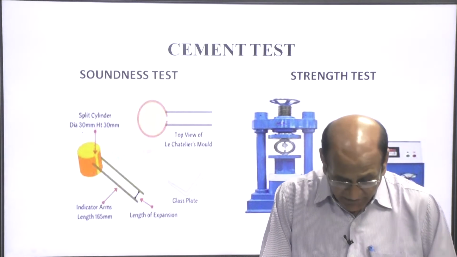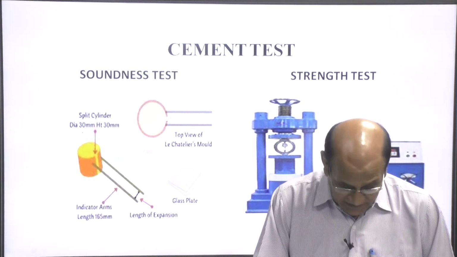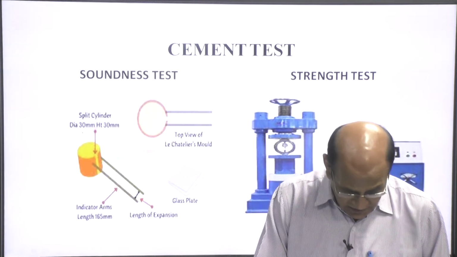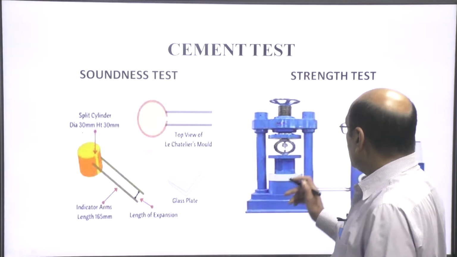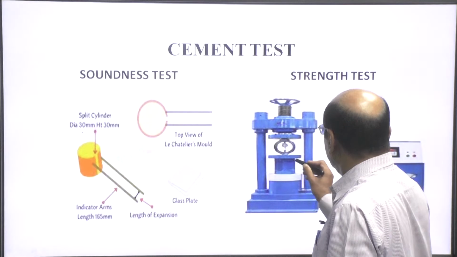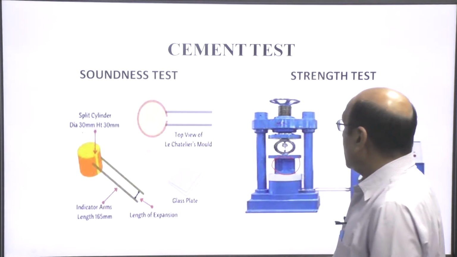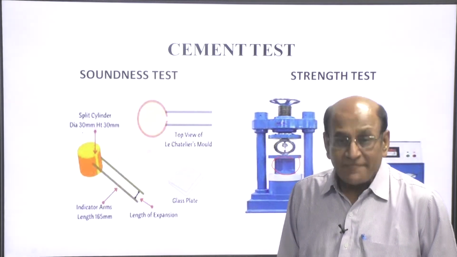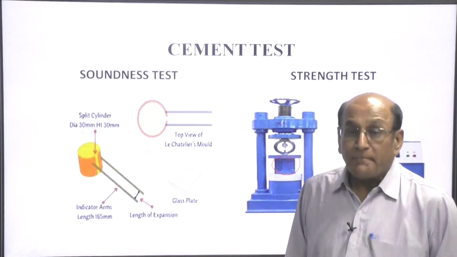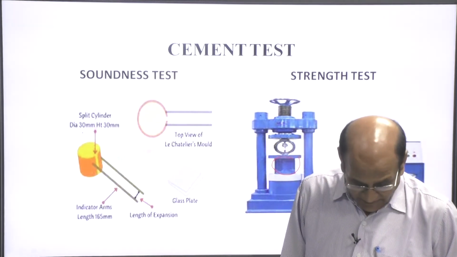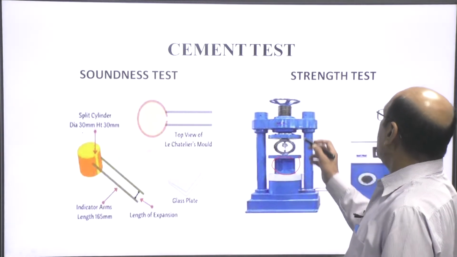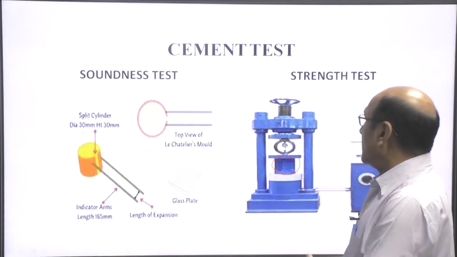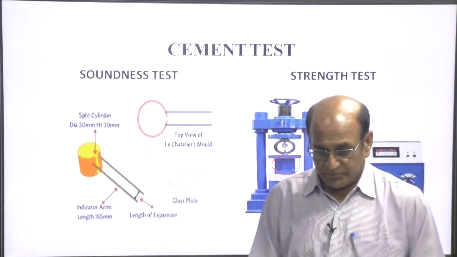Now, the vibration table is allowed to shake for 2 minutes, and after removing, the mold is placed over the compression testing machine. This is the compression testing machine, and the load applied is 35 Newton per square mm per minute. So, the strength can be found out by the total load divided by the area, that will be the stress, the strength of the cement.